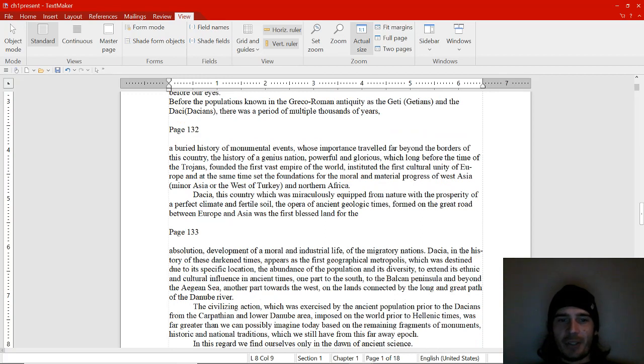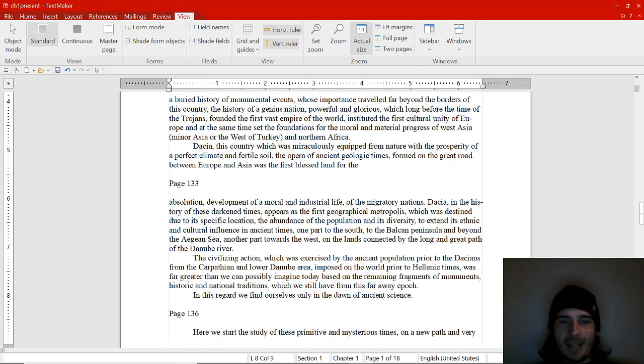Dacia, in the history of these darkened times, appears as the first geographical metropolis, which was destined due to its specific location, the abundance of the population, and its diversity, to extend its ethnic and cultural influence in ancient times, one part to the south, to the Balkan Peninsula and beyond the Aegean Sea, another part towards the west, on the lands connected by the long and great path of the Danube River.